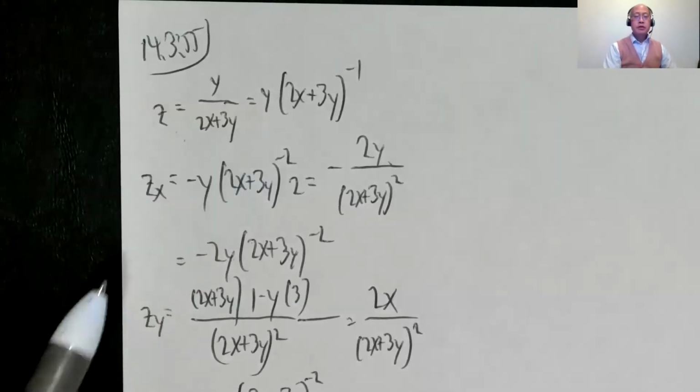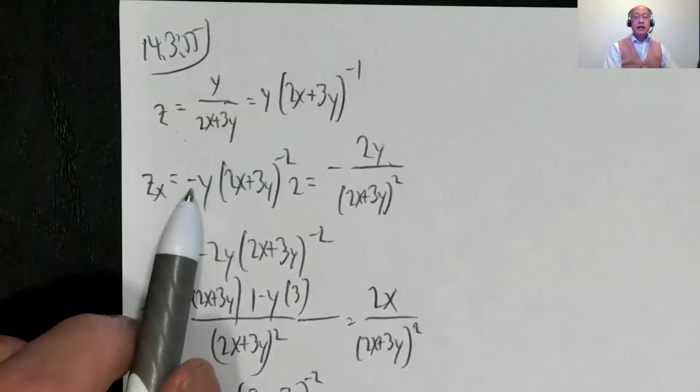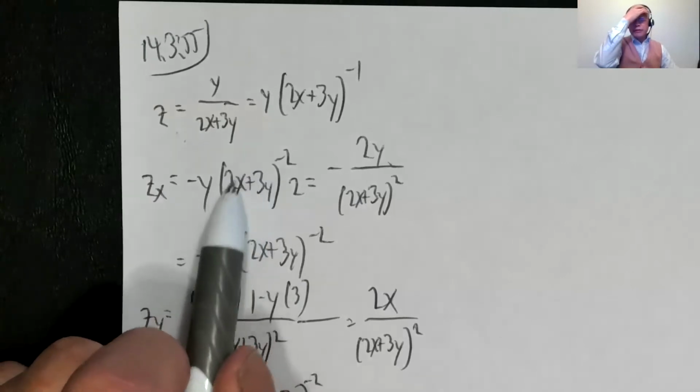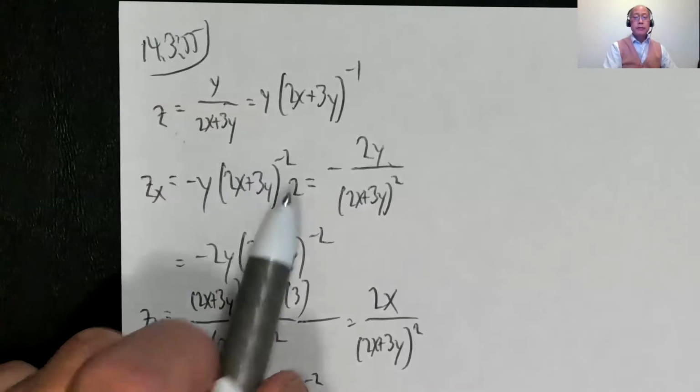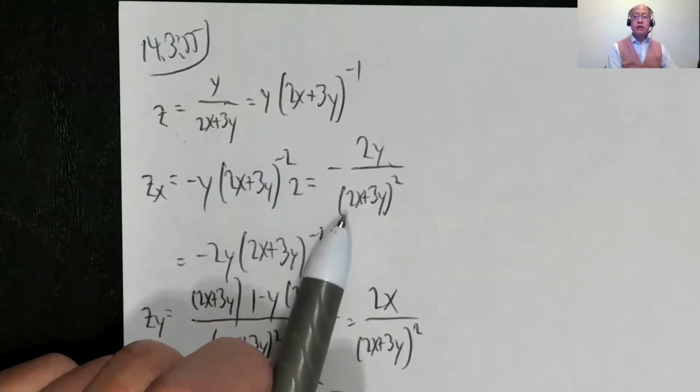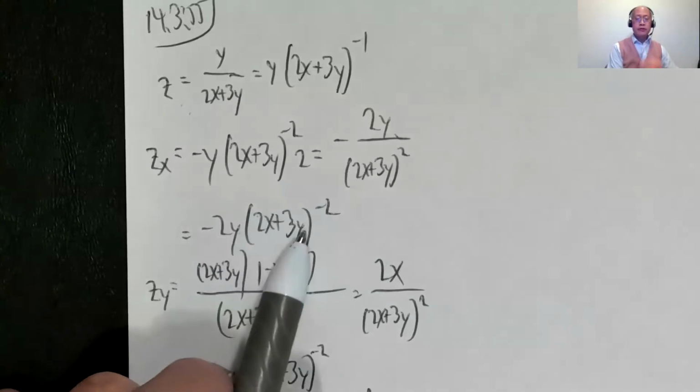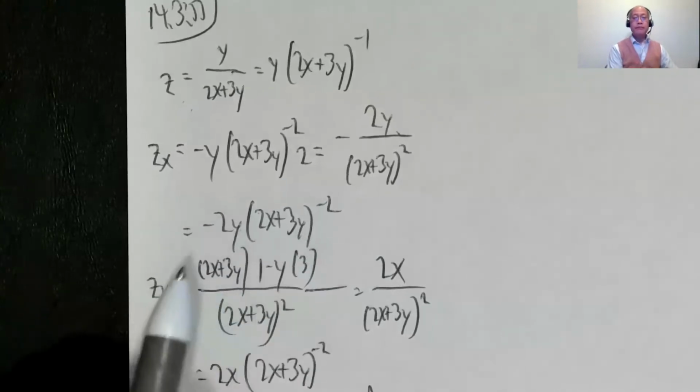So z sub x, partial with respect to x, is negative y, 2x plus 3y to the negative 2, times the derivative of the inside with respect to x, which is 2. So negative 2y over 2x plus 3y squared. Or negative 2y times 2x plus 3y to the negative 2. That's probably easier to take the next derivative.